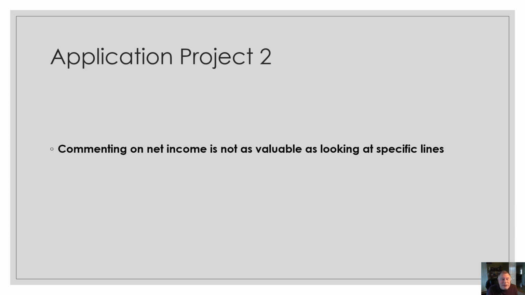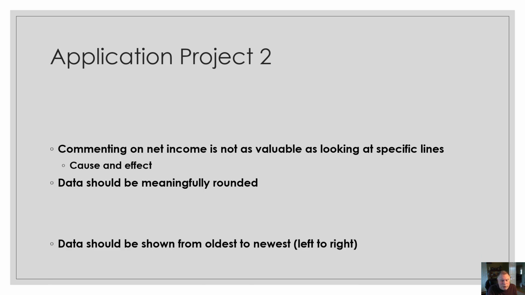Commenting on net income is not as valuable as looking at specific line items. Net income changed for a reason. You don't want to put a lot of generalities there. Be specific. We've got the cause and effect. Data should be meaningfully rounded. Don't put all these decimals out there. They don't tell us anything. And you don't need all the zeros. If you have a column that has 6 zeros, we'll just reduce it and label it. Labeling should be important.